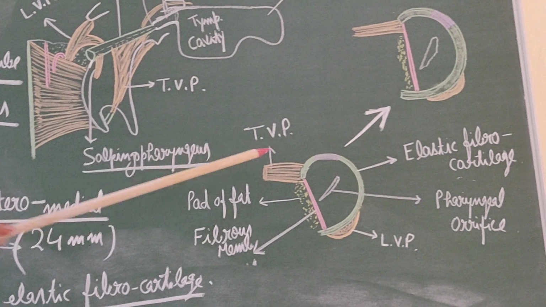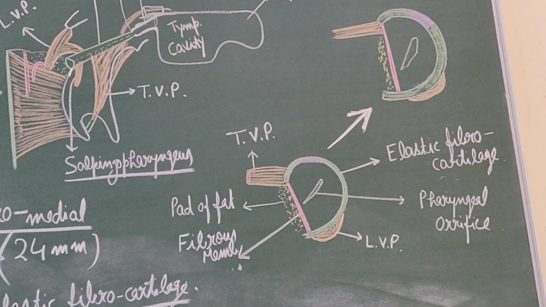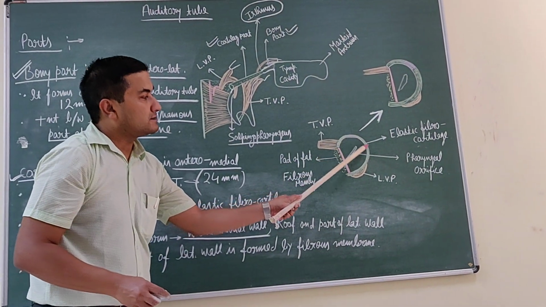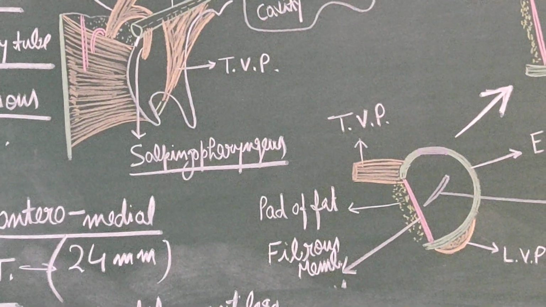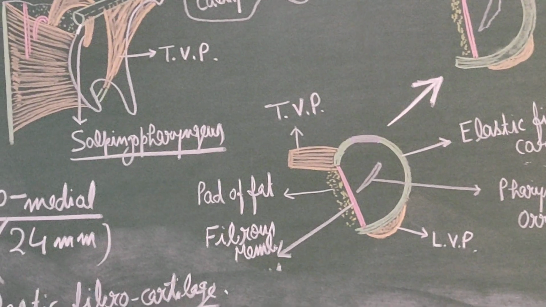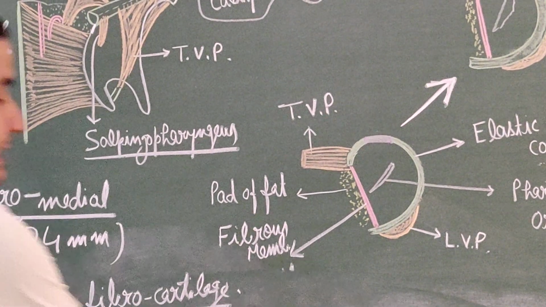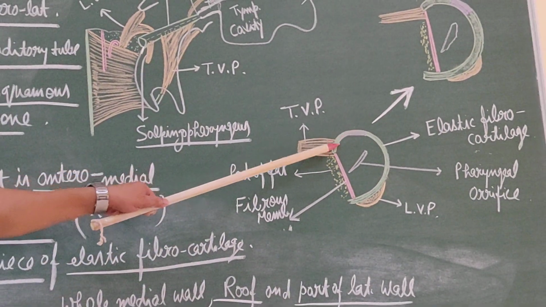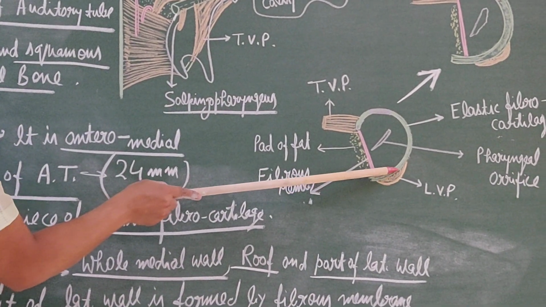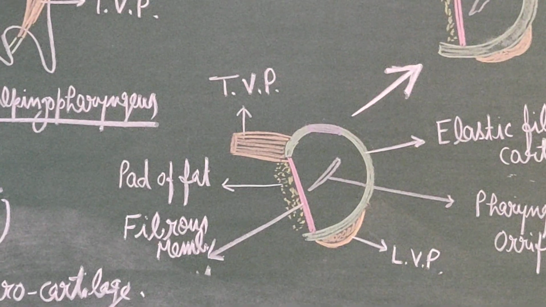Now this single piece of cartilage folds itself and forms the whole medial wall. This is the medial wall. This complete medial wall is formed by this cartilage. It forms the complete roof. This is the roof. And it forms a part of the lateral wall. This is the lateral wall. So, this cartilage folded itself to form the base, medial wall, roof and the lateral wall.